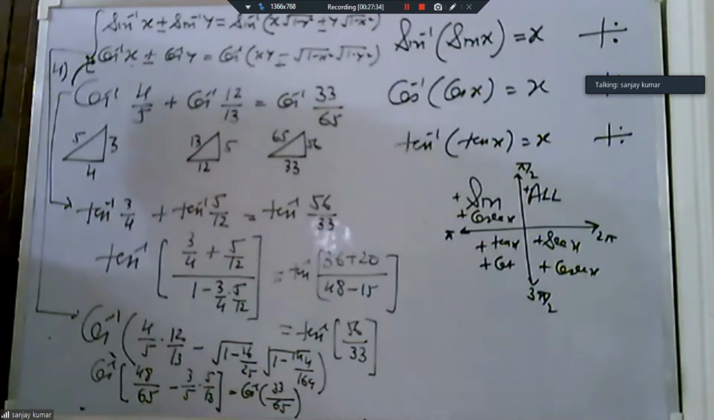So this is type 2. In type 2, we have two types of questions. One, they are directly given tan inverse, and the second, they give cos inverse, then you change it into tan inverse. Okay?